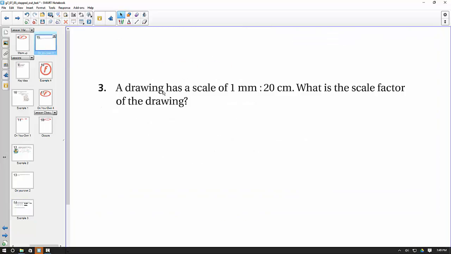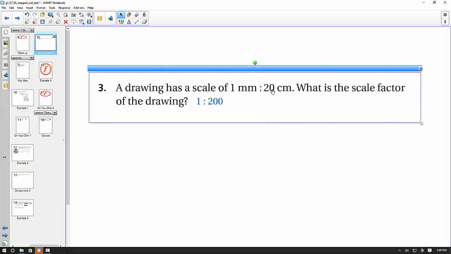For this one, it says that the drawing has a scale of 1 millimeter equals 20 centimeters. So what's the scale factor? We know that this is the scale, I got that. But the scale factor means I want them to be in the same unit. So how do centimeters compare to millimeters? Well, we know that there are 10 millimeters in every 1 centimeter. So I'm just going to multiply this number by 10. And I'll have 1 millimeter equals 200 millimeters, right? That's what that would be. So that way they're the same.